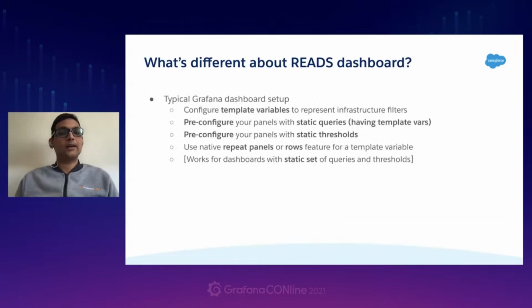Typically, this is how you set up a Grafana dashboard. You configure your template variables to represent your infrastructure filters. You pre-configure your panels with static queries and thresholds, and you configure them with a template variable so that you can report health at service instance level using the repeat panels or rows feature. As you can see, this will work for a static set of queries and thresholds.